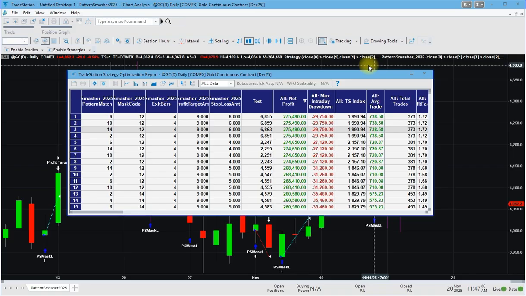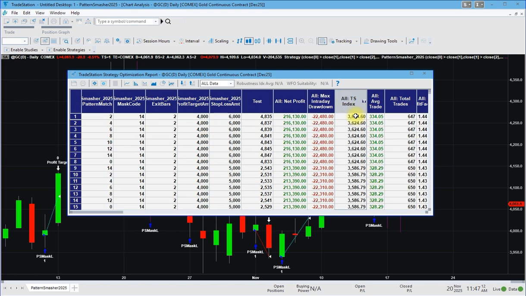Even though you are using trade management, we've got a protective stop and we have a profit objective. So this looks like pretty good numbers, but let's look at better numbers. And the TS index will reveal the relationship of the profit to the max drawdown. And 2 and 14 produce the best TS index. What's 2 and 14? What does that pattern look like? Pattern 2 masks with 14.